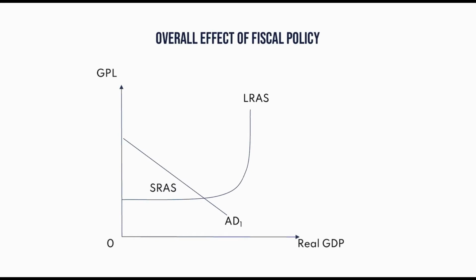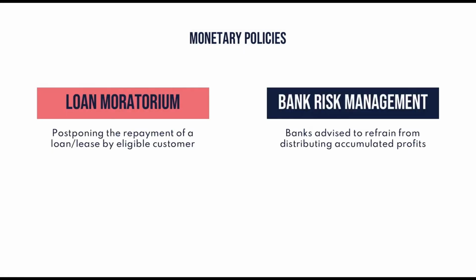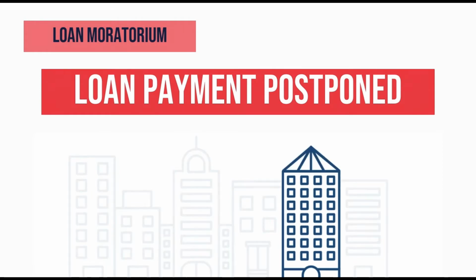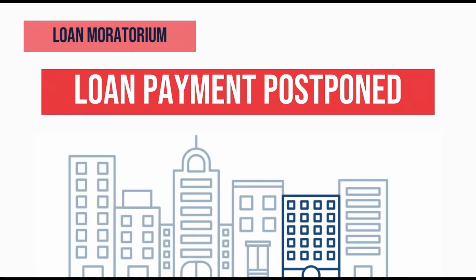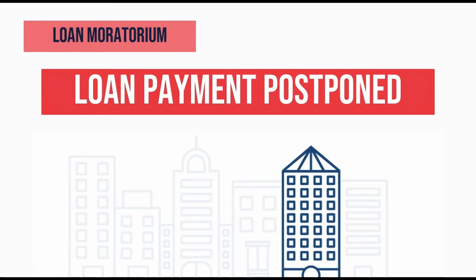Overall, the effects of fiscal policy is similar to the US, which shifted AD to the right and increased national income. These are the monetary policies that Luxembourg engages in. First, for loan moratorium, loan payment is postponed to encourage firms to grow and invest to stimulate the economy.